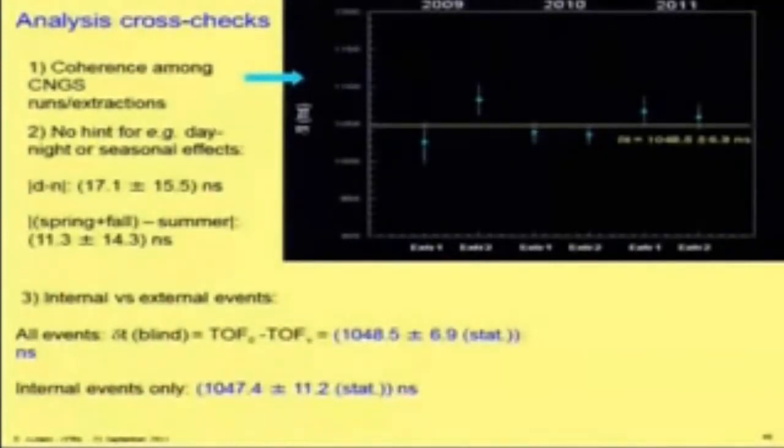So this comparison is made at the blind level. So you see you have comparisons which concern data taken at different periods of time in 2009, 2010, 2011. And then we also made a comparison. We made two bins, one for the data taken during the night and one during the day. And there is no difference within the statistical uncertainty, and the same for spring plus fall versus summer.